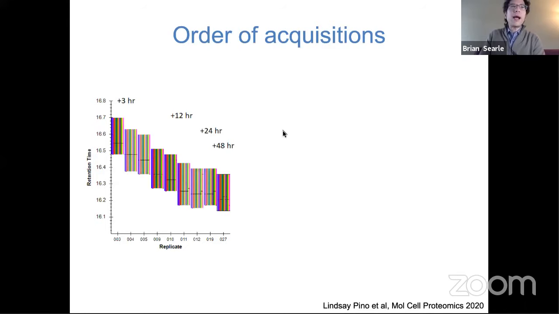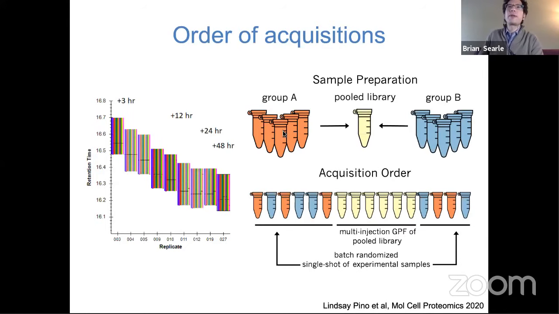I want to say something about when we would acquire these samples. Because we need to break in a column over time, we typically want to acquire these after about 5 or 6 or 10 different replicates. So typically we would acquire one replicate analysis here, acquire our pooled library, and then our other samples in terms of our acquisition order. This way we can ensure that the library doesn't need retention time alignment between each of the gas phase fractionation samples.